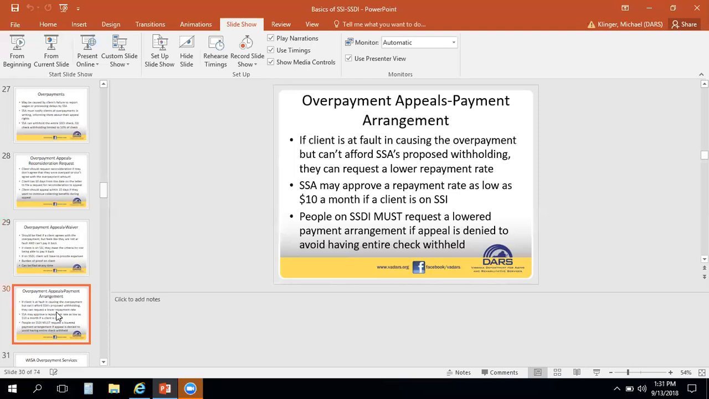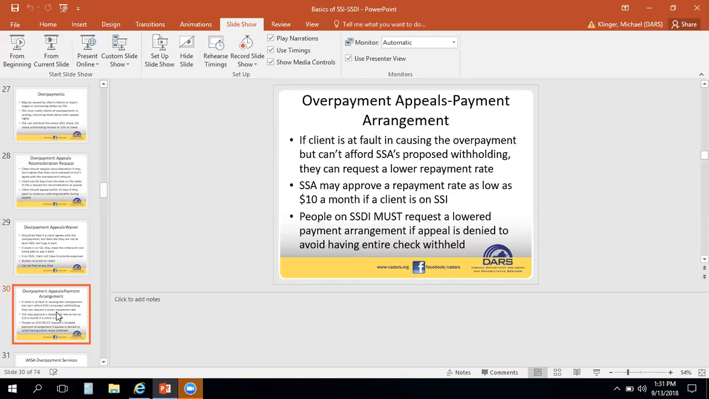They'll even withhold less than 10% if a client can show hardship. And then the last bullet point on here is that people on SSDI must request a lowered payment arrangement if the appeal is denied to avoid having the entire check withheld. So, like I said, if somebody applies for an appeal within the first 10 days of the month, then Social Security won't withhold any benefits until a decision is made on that appeal.